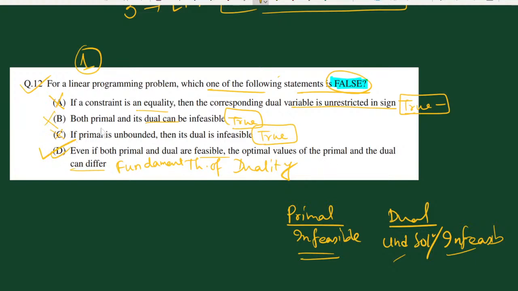So this is our required answer. The correct option is option number D: even if both the primal and dual are feasible, the optimal values of the primal and dual can differ. This is our required answer. Okay, now we are going to the next question.